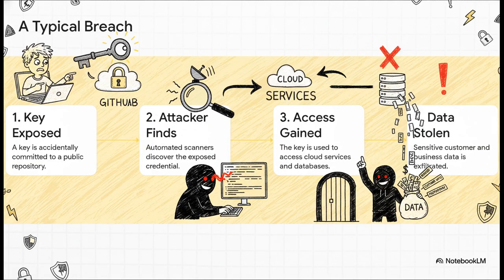So let's just walk through a classic breach scenario. It starts with an honest mistake. A key gets exposed, maybe in that public GitHub repository. Then an attacker's automated scanner finds it, sometimes in minutes. Just like that, the attacker uses the key to get unauthorized access to cloud services, databases, you name it. And before anyone even knows what happened, boom, sensitive data is gone. It's a scary and frighteningly fast chain of events.